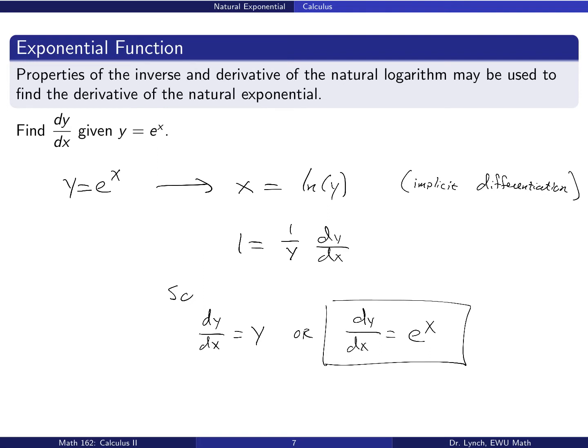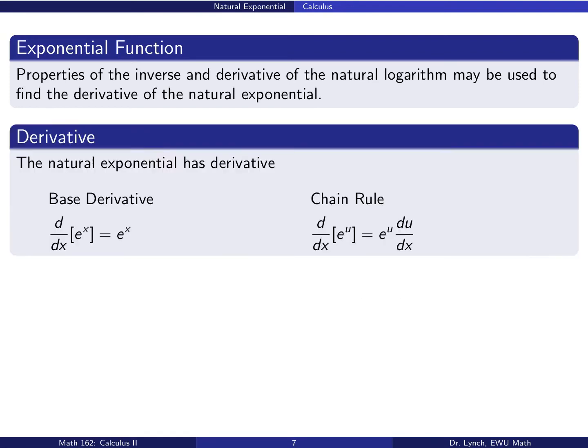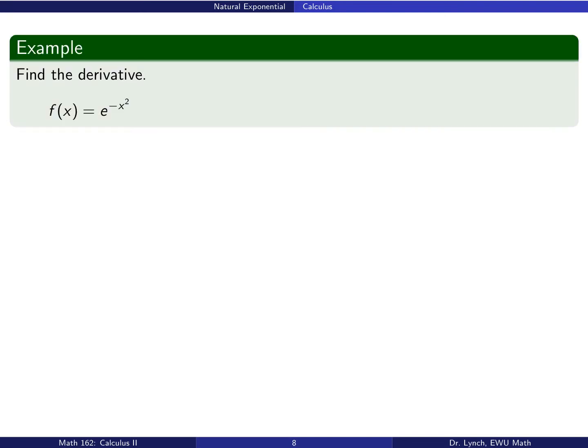So here are our differentiation rules for the exponential function. The base derivative: the derivative of e to the x is e to the x. And of course the chain rule: if there's e to a composition, the derivative of e to the u is e to the u times the derivative of u, du dx. Okay, let's go ahead and have a look at a couple examples. Here's the first one.